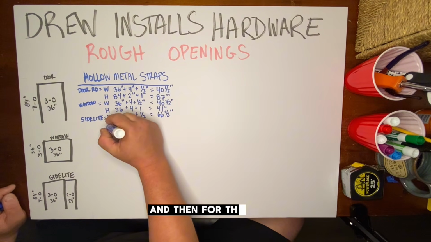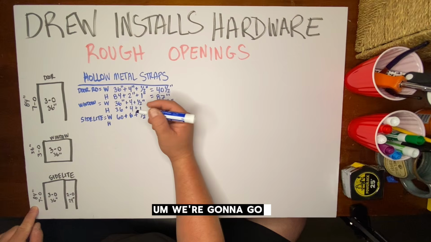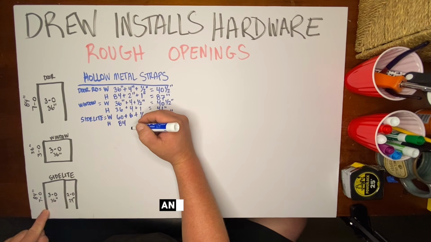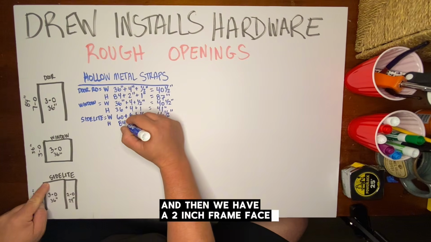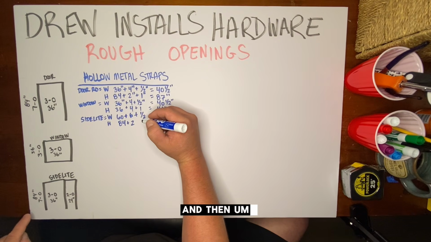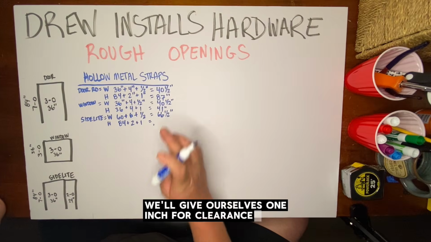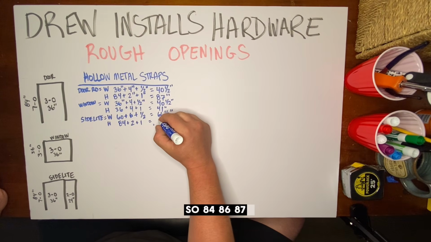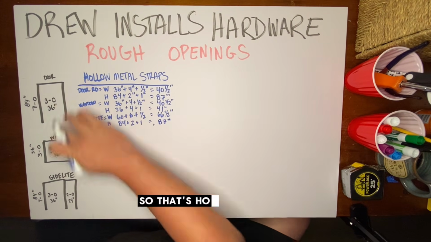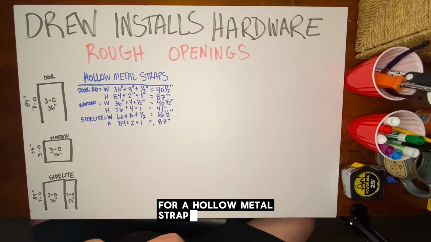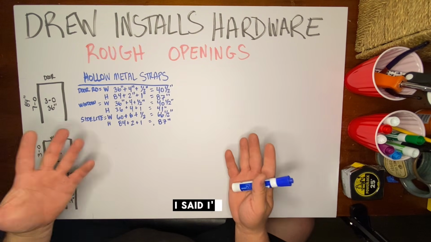And then for the height, we're going to go 84, which is the 7.0. And then we have a 2-inch frame face. And then we'll give ourselves 1 inch for clearance. So 86, 87 inches. So that's how I would calculate all 3 of those for a hollow metal strap frame for the rough opening. I said I'm not a framer, right?